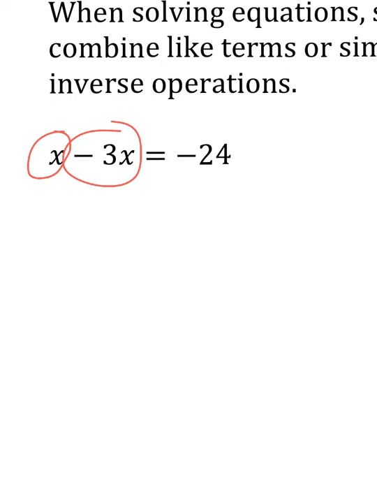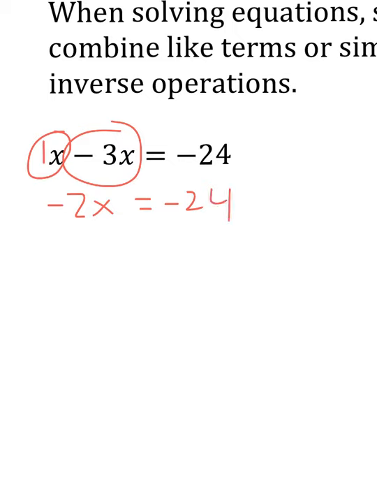Since there's not a coefficient with this first x, we know that that is really just a 1. So we have 1x, and we're subtracting 3 x's from that. So we can just take 1 minus 3. That gives us a negative 2x. And we know that that is going to be equal to negative 24.